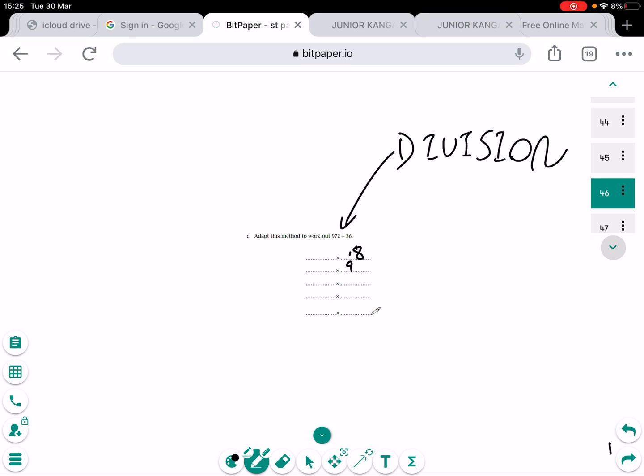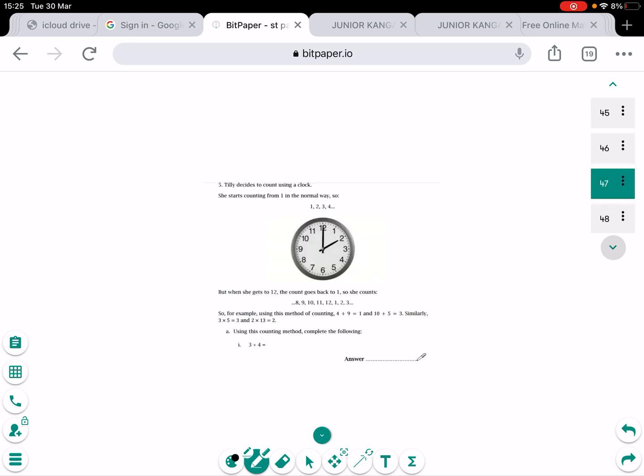So 972, 486. Wait, let me just check that. Yep, that's correct. And we divide that by 2 again. 243. Okay, 243 and 9. We divide by 3. That becomes 81. That becomes 3. And it becomes 1. And it becomes 27. So that's our answer for this question.